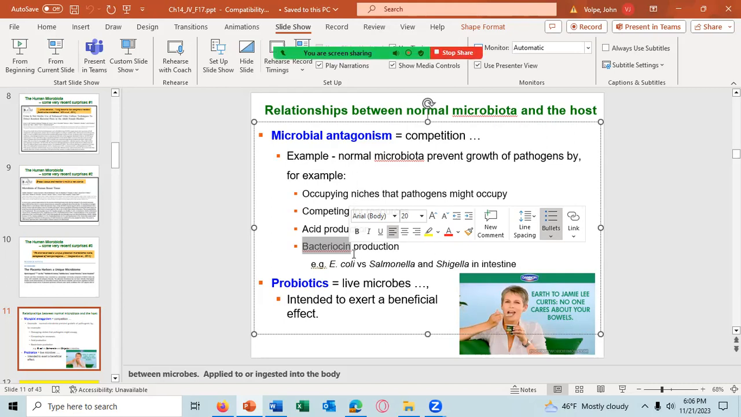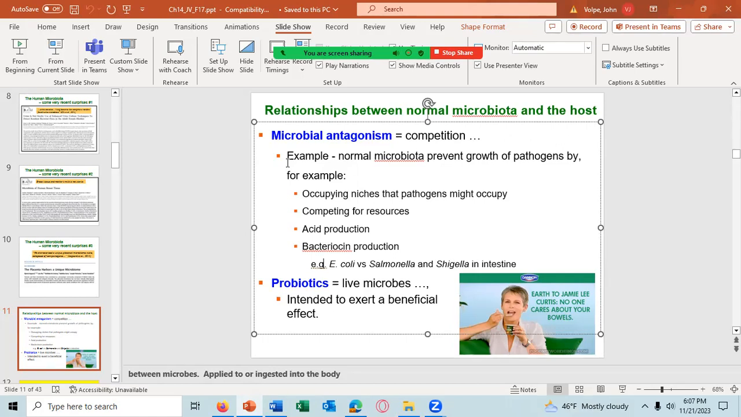And I read a paper where bacteriocins were experimentally being used to treat certain bacterial infections, such as Salmonella and Shigella. Any question about any of that?